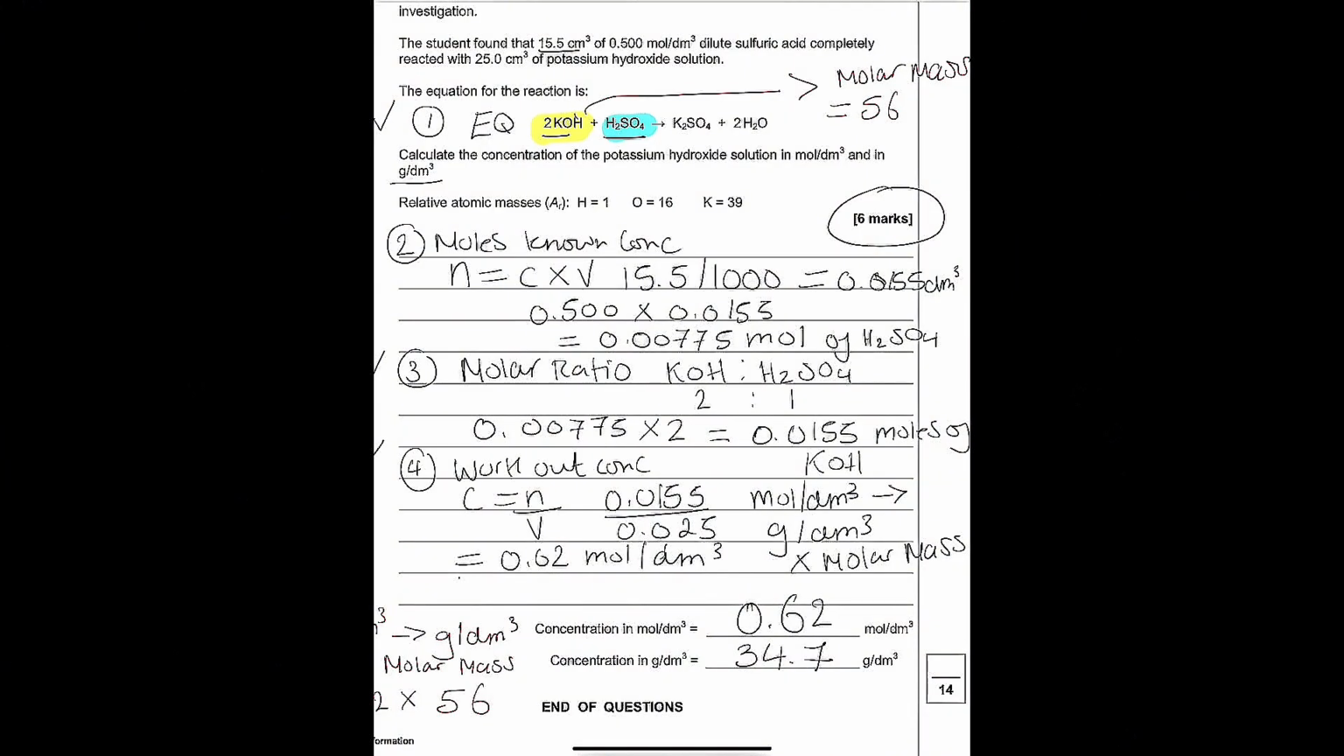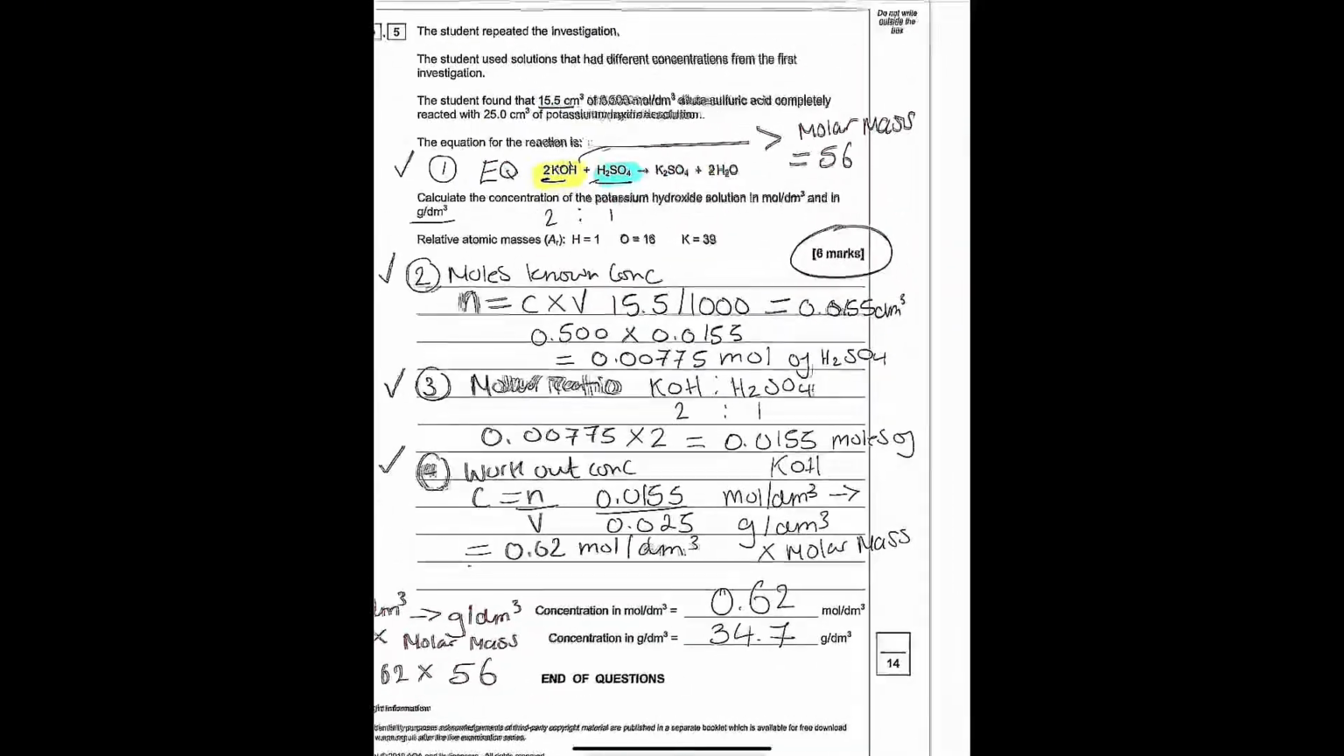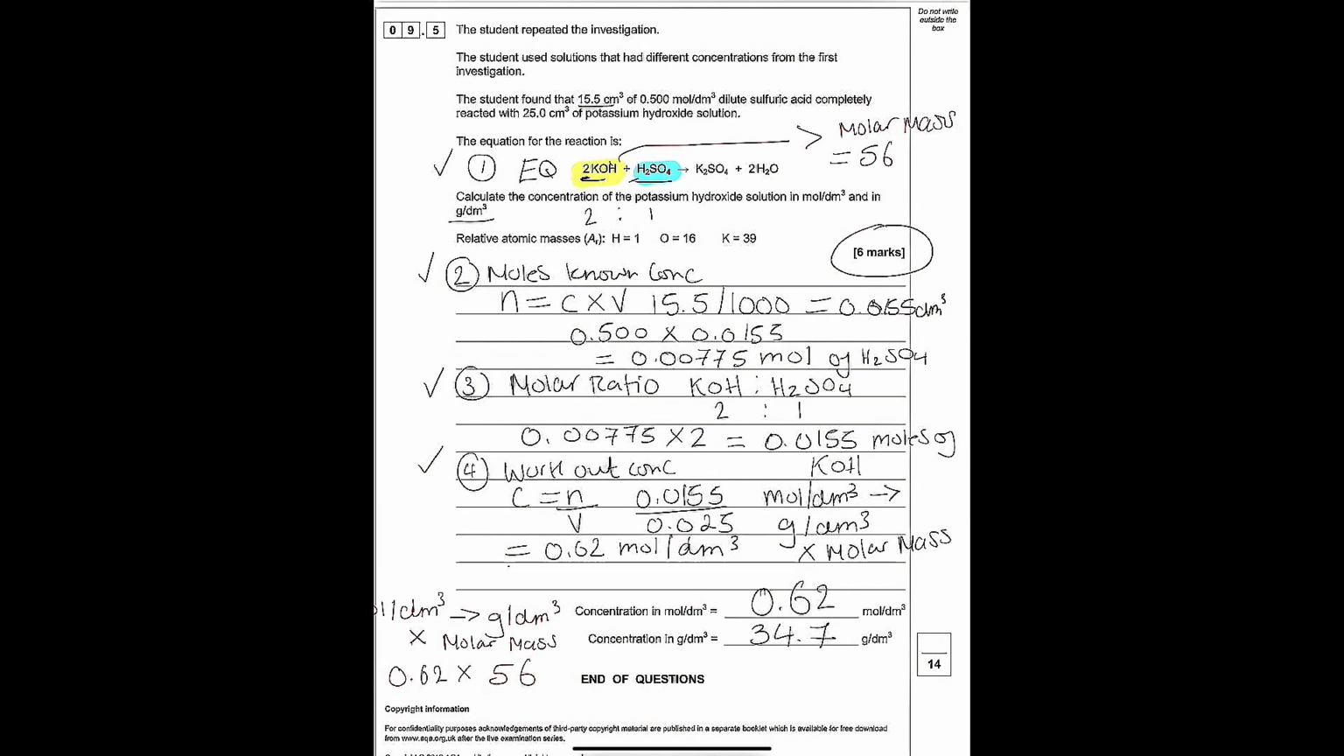Now we've worked out the number of moles of sulfuric acid. Now we're going to do step 3, which is the molar ratio. So we look at the molar ratio of potassium hydroxide to sulfuric acid. We can see that it is 2 to 1. You can see it's 2 over here, I've just underlined it, and then 1 there. So what we do is multiply the number of moles of sulfuric acid by 2 to get the number of moles of potassium hydroxide, which you can see I've done over here in step 3. So 0.00775 times 2 gives me 0.0155 moles of potassium hydroxide.